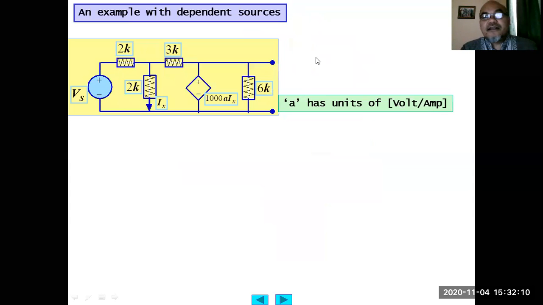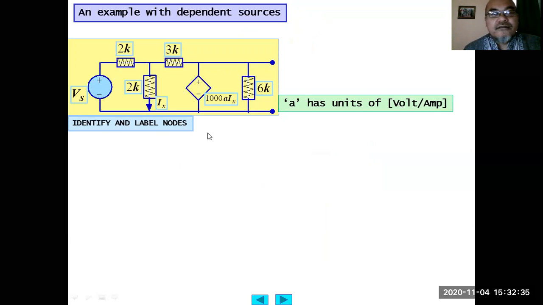Okay, now another example with dependent sources. So we have one independent voltage source here with one current controlled voltage source, a voltage source whose value depends on the Ix, and Ix here is the current flowing through the 2 kilo ohm resistor. Okay. The question is, what is the V out?